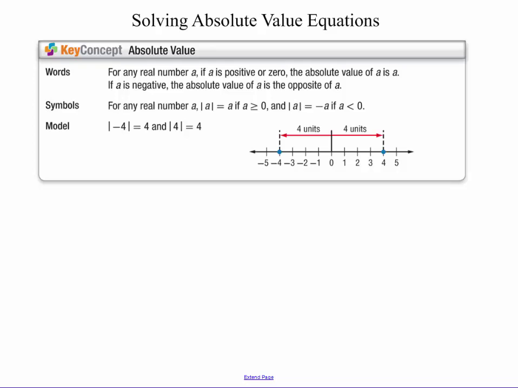Today we're going to be talking about solving absolute value equations. And remember that absolute value is essentially the distance from zero. So you have two answers when you are solving the absolute value of -4 and the absolute value of 4. You have a point that is -4, that's 4 units from zero, and +4, that's 4 units from zero. That's why when we solve absolute value equations, we're going to have two answers.